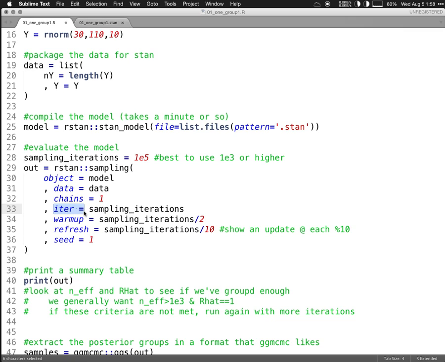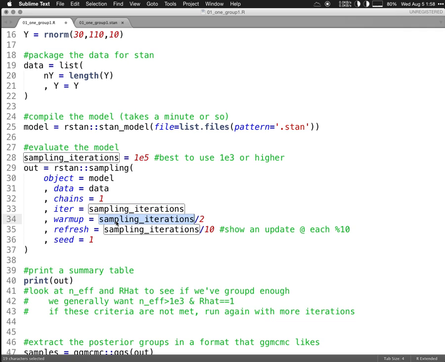Samples a parameter space given its knowledge of the shape. In order to establish what the shape of the parameter space is, though, it needs to start somewhere and do like a little walk around to see what the space is like. So iter is, I'm just passing it the number of sampling iterations we've specified up here.